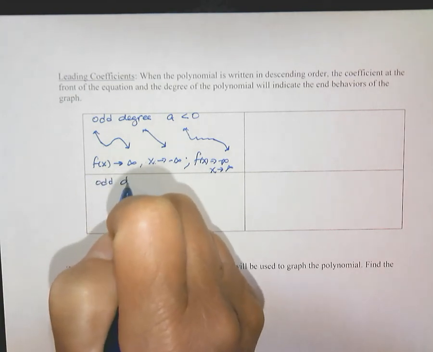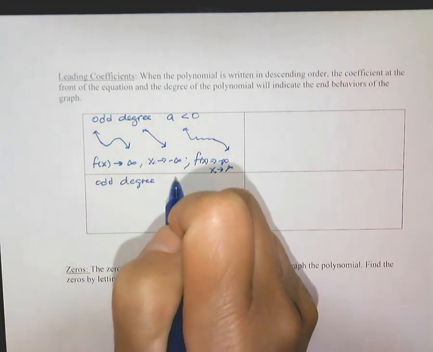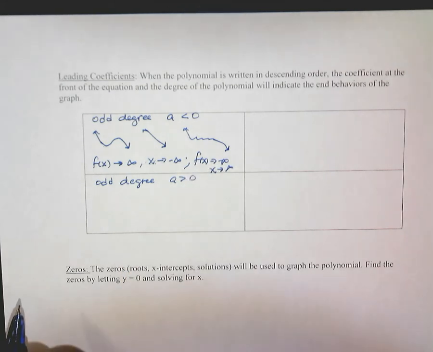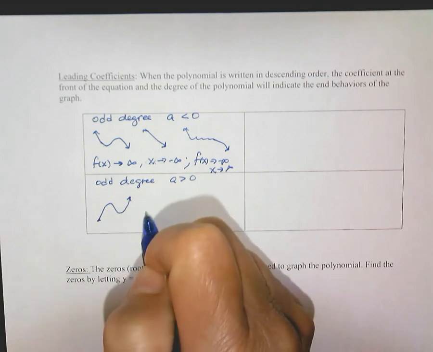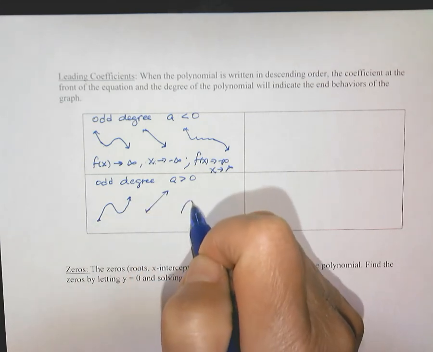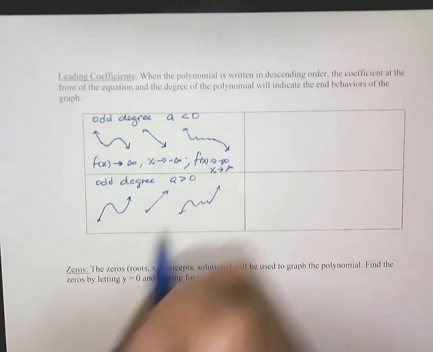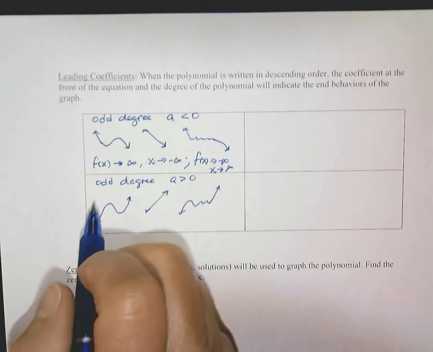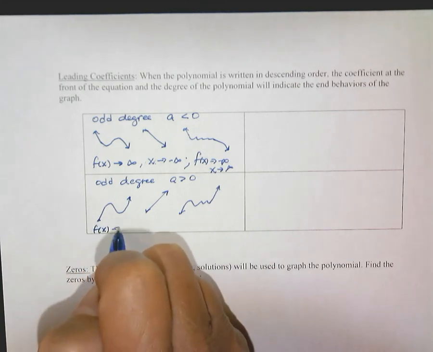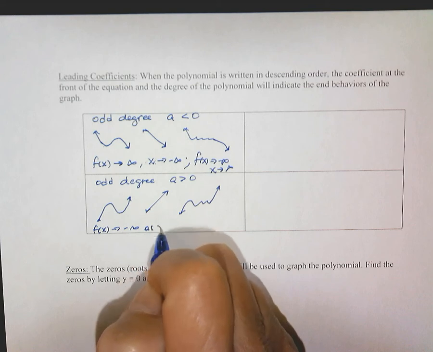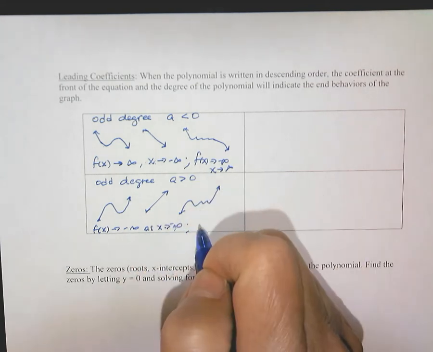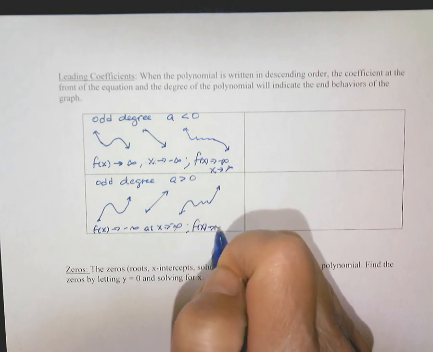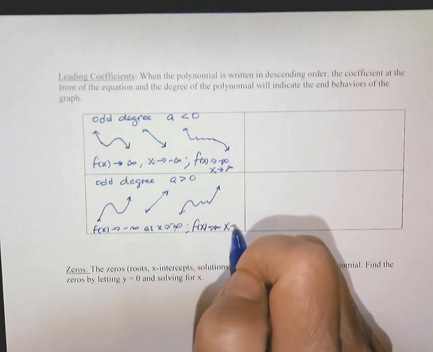An odd degree polynomial with a positive leading coefficient, opposite directions, so the left side, f of x approaches negative infinity as x approaches negative infinity. And the right side is going up, so f of x is approaching infinity as x approaches infinity.